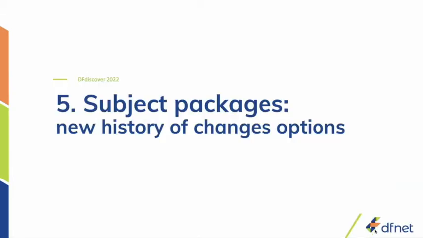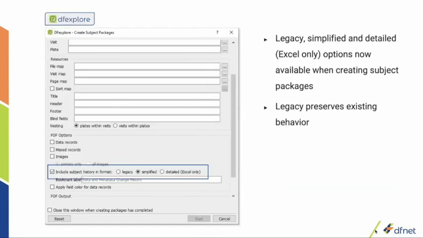Then moving on, we've also been able to add some more options for history of changes in the subject packages. So within the subject packages, you now have the option of how you want to format the history of changes when you include it in the subject package. We've got the legacy, simplified, and detailed Excel option. The legacy is what you're all familiar with, what's been around for a while now in the subject packages, but we've added in the simplified and the detailed to provide some more options.